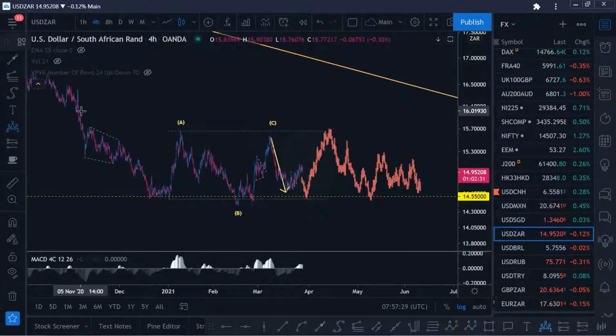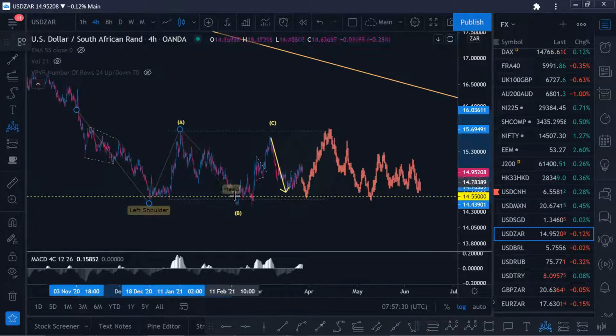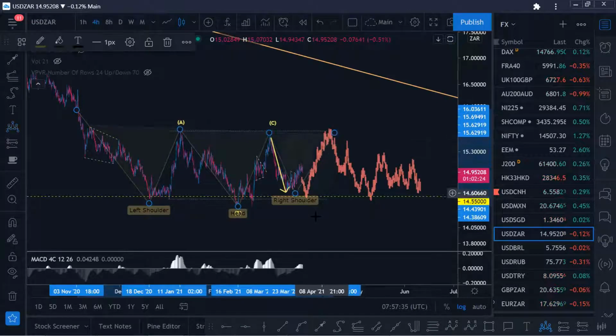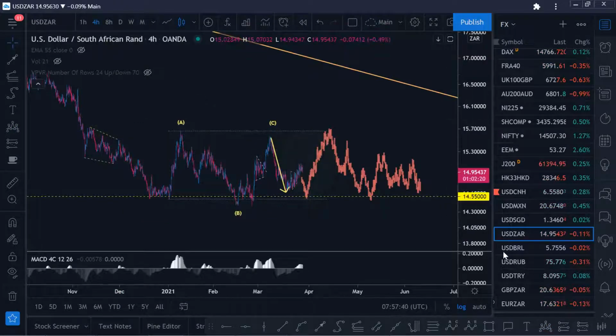And as you can see, from a classic charting point of view, we are very much in line with forming an inverse head and shoulders, which could see a turn to the upside moving forward. So just keep that in mind.